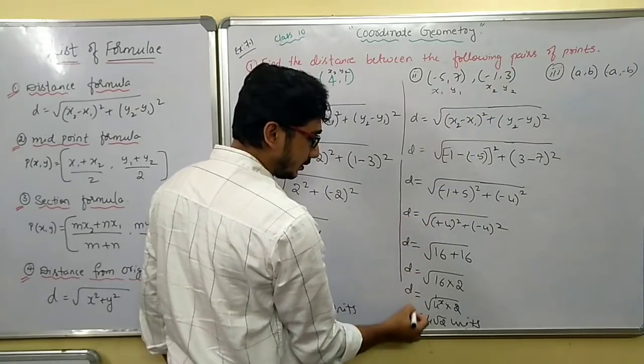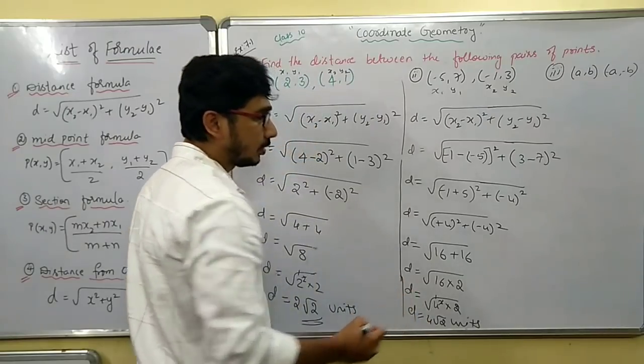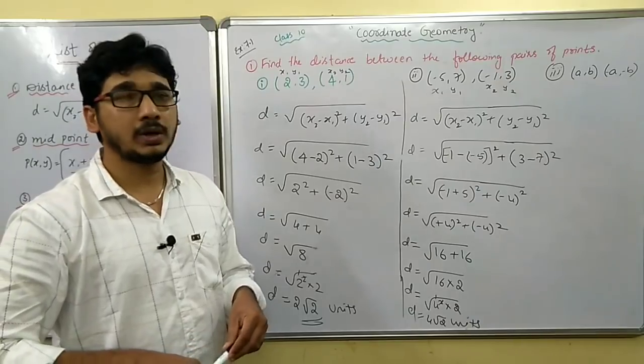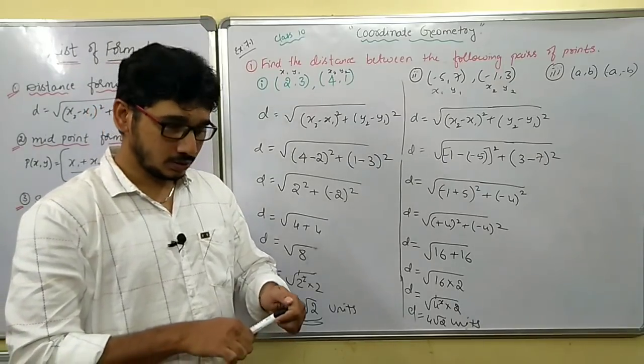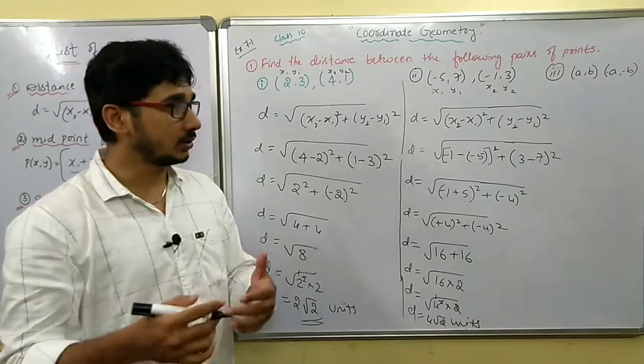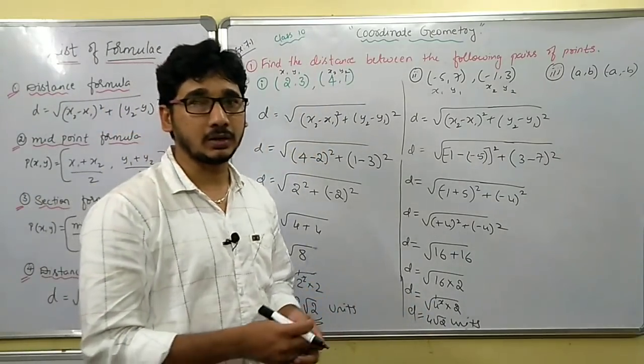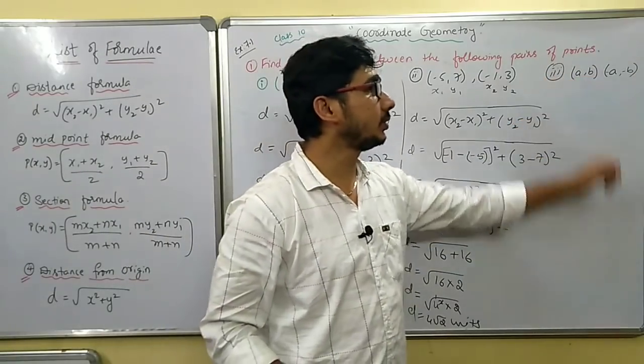It is easy, students. No need to bother, because a few more of these will come for 2 marks or usually 1 mark. Okay, so the most important questions are section formula, then area of a triangle. So let us go for this question number 3.